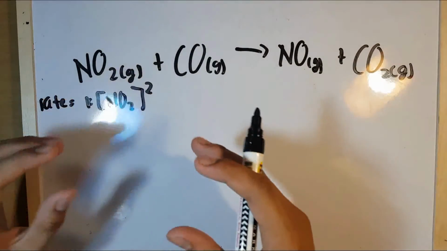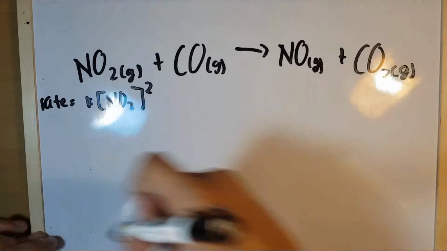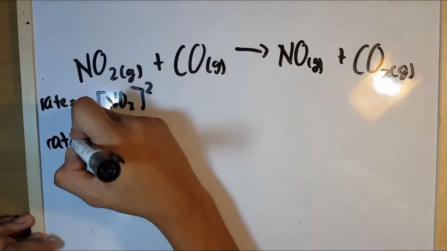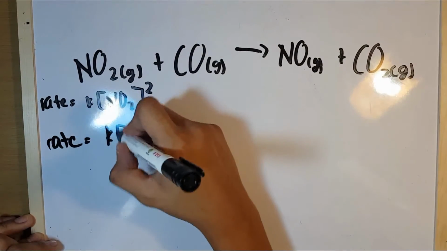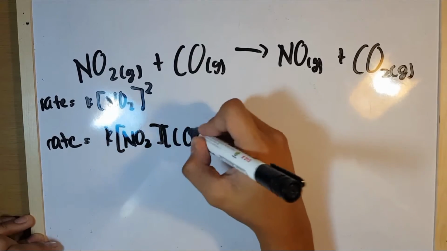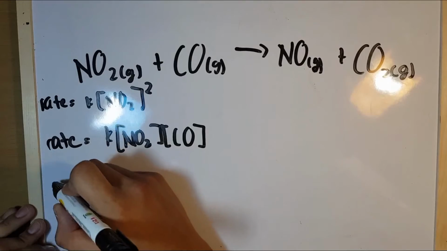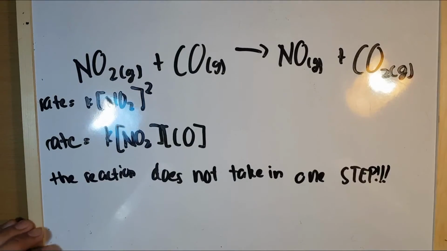If the reaction really took place in that one step, then the rate would be first order in nitrogen dioxide and first order in carbon monoxide, or the rate would be k times [NO2] times [CO]. The fact that the experimentally determined orders do not match the coefficients in the overall balanced equation tells us that the reaction does not take place in one step.